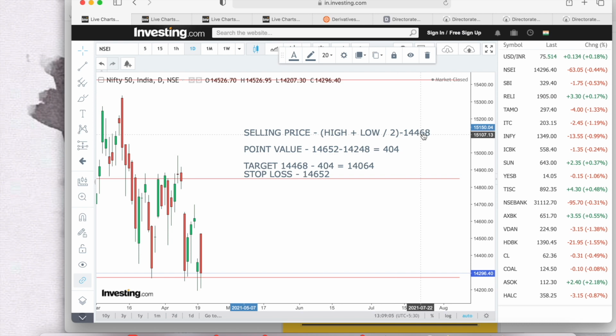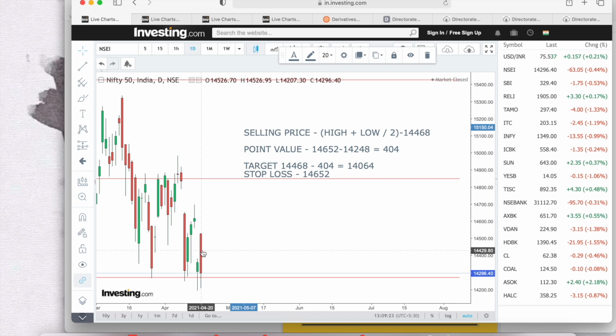Now this 14468 is an important level. Unless and until it will go above this area, it will not be able to sustain. And even above this area, until this zone, it will be a sell till it breaks the level of 14653. Okay, I hope you understood this.